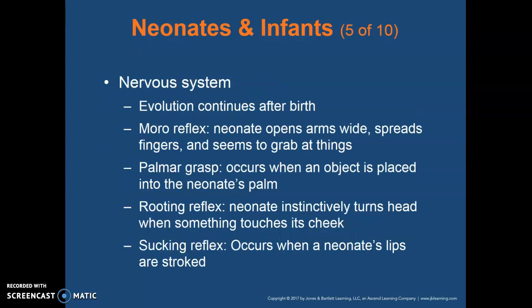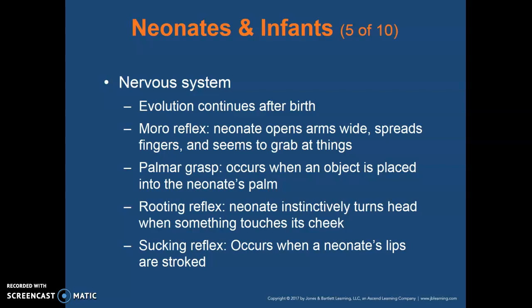For the nervous system, the evolution is crazy after birth. Babies start out with a lot of just reflexes. They're not thinking about what's going on, they just do it. A lot of this comes from just bouncing off of the spinal cord. It doesn't actually even go clear up into their brain. And then they start losing these reflexes as it continues.